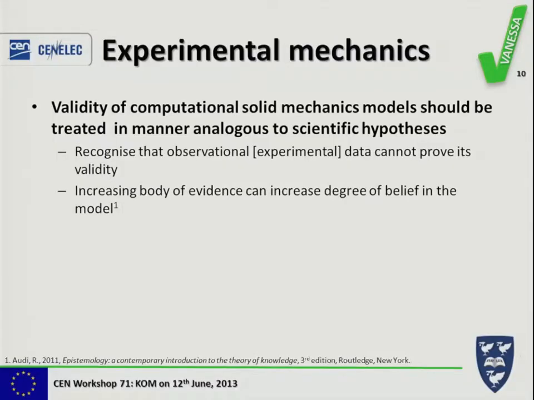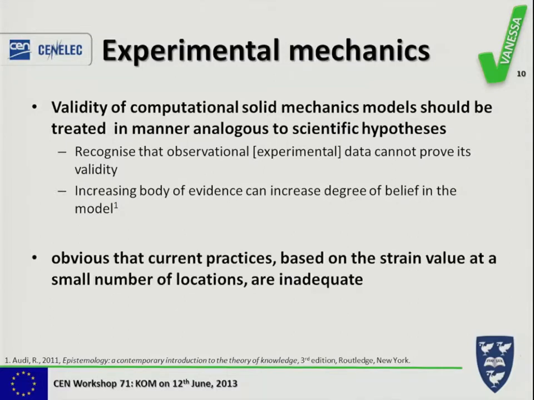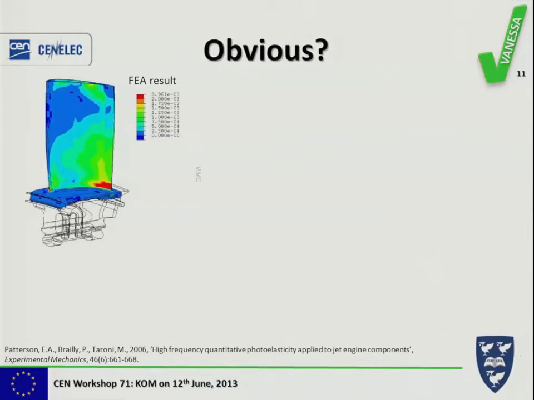So we believe that we can use experimental mechanics for this, and that we can treat the validity of a computational solid mechanics model in the same way as we can a scientific hypothesis, and recognize that observational or experimental data cannot prove its validity. But increasing the body of evidence can increase the degree of belief in the model. So it's perhaps obvious that current practices based on a strain value at a single point are inadequate. Okay, maybe it's not so obvious.